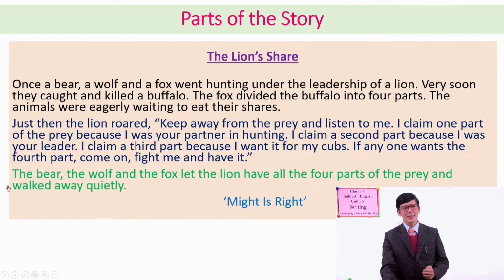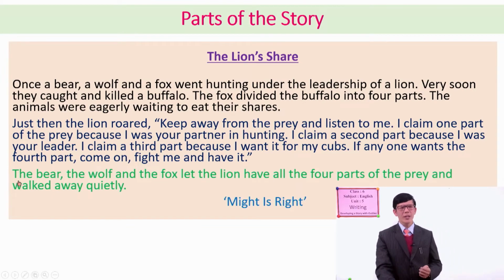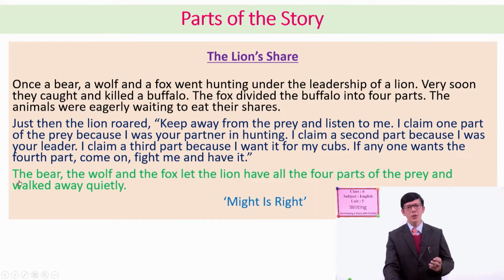And let's see the last part. This last part is the ending of the story. What can you see there? The bear, the wolf, and the fox let the lion have all the 4 parts of the prey, and walked away quietly. Right? Okay, so these are 3 major parts.